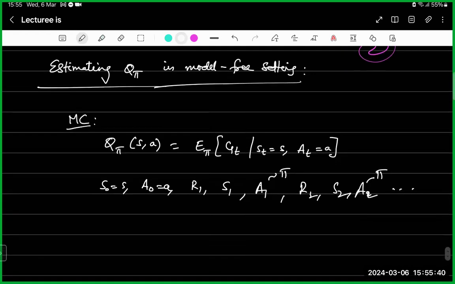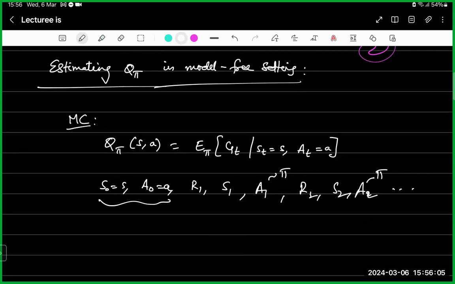So if you start multiple episodes, you do this multiple times, every time you take s naught equal to s and a naught equal to a, you get one sample of q pi of s comma a. You do this multiple times, then you take the average of those returns, and you get an estimate of q pi of s comma a.